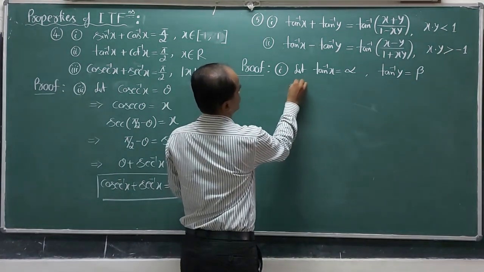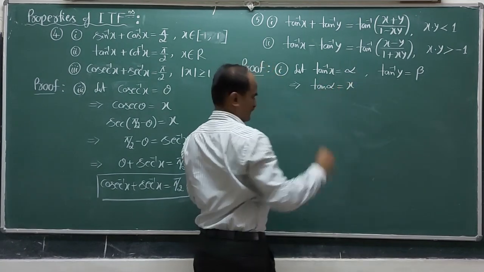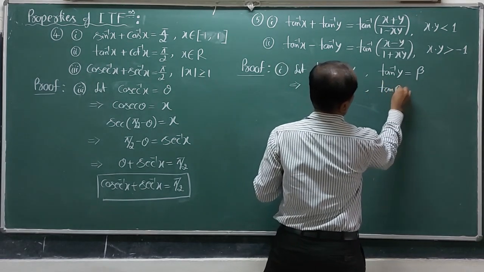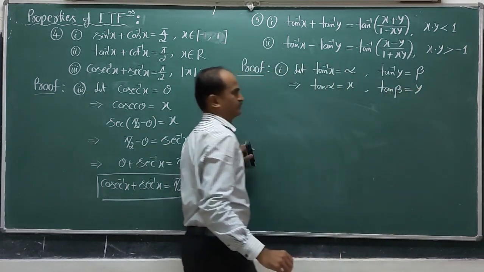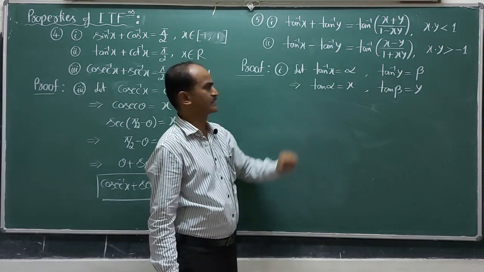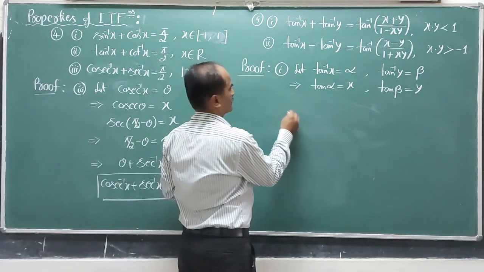Using inverse function, what can we write? Tan alpha is x, tan beta is y. We have to prove that the sum of these two is the same as tan inverse of (x plus y) divided by (1 minus xy).